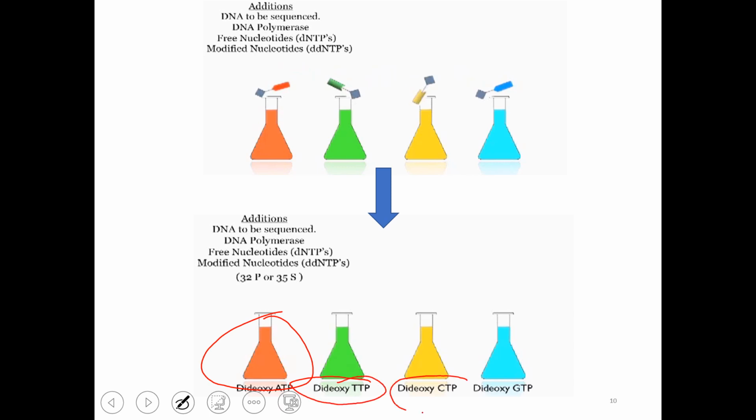In the third we will add the dideoxy-CTP, and the fourth we will add the dideoxy-GTP. So in this way, we will add the DD-ATP, DD-TTP, DD-CTP, DD-GTP in the different test tubes. So what will this do? This will halt the synthesis of the DNA at different sites.